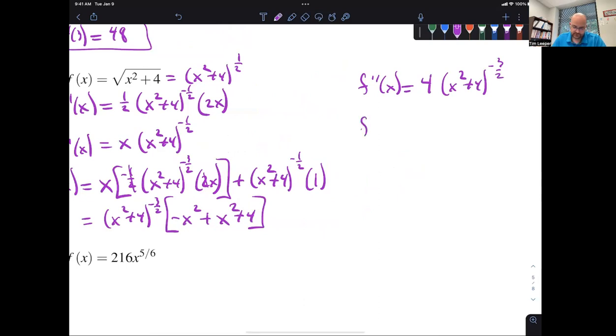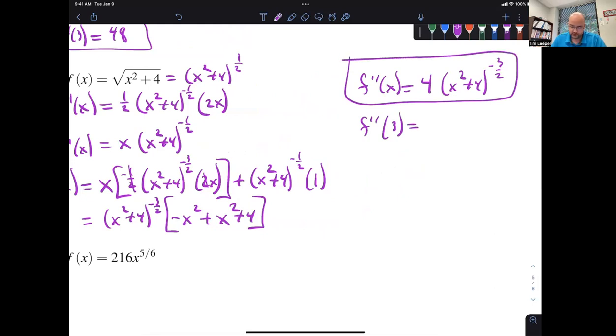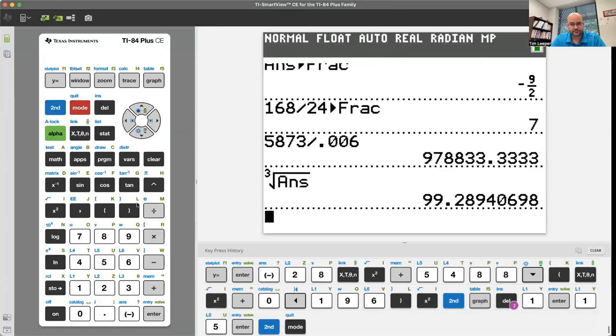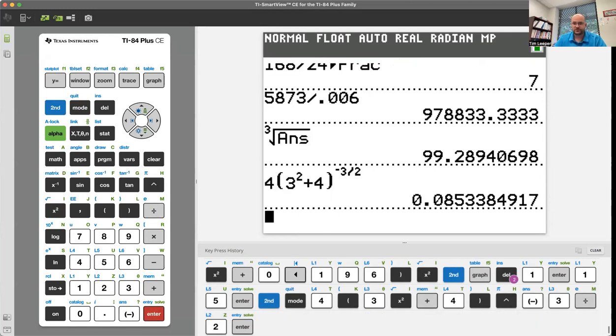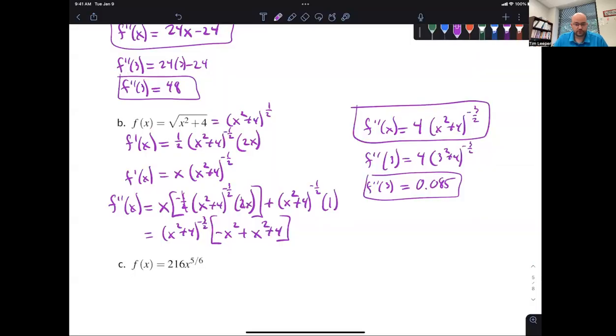And there we go. So the second derivative at 3, I'll circle that. Second derivative at 3, just plugging in 3 there. So that's going to give me 4 times 3 squared plus 4 to the negative 3/2 power. We'll just go type that in and round it. So we have 4 times 3 squared plus 4 to the negative 3/2 power, which is 0.085. And there we go. That's B.